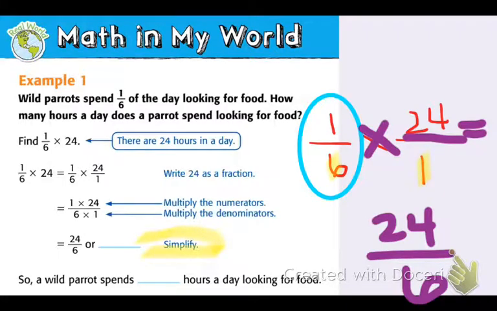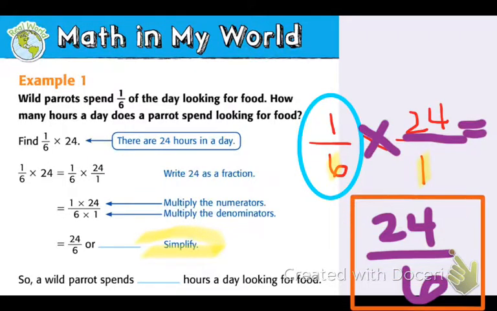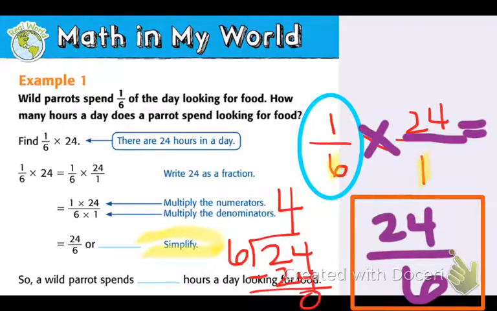Can I make this improper fraction turn into a mixed number? Absolutely. Let's go ahead and simplify. 6 divides into 24 4 times, or I can make 4 groups of 6. And if I subtract, there's nothing left over. So the answer would be 4. Is it reasonable? A wild parrot spends 4 hours a day looking for food. That makes sense that I didn't get a fraction because they wanted to know how much time they spent looking for food. So it's around 4 hours.